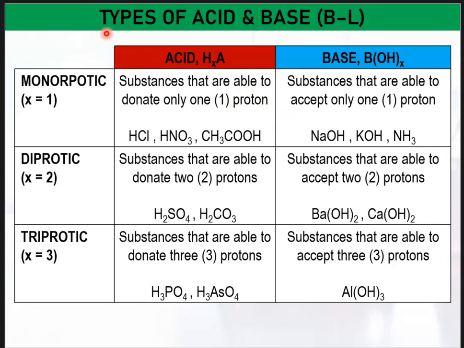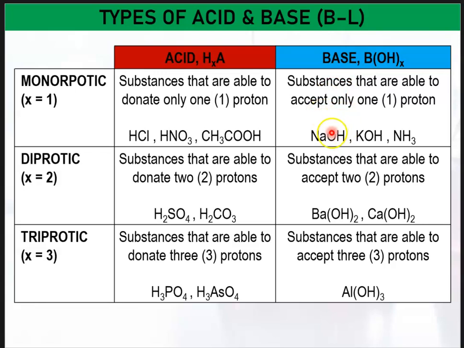This is another type of acid based on how many hydrogens it donates and how many hydroxides it donates. So we have 3 types: monoprotic, diprotic, and polyprotic. But normally not so many, normally triprotic only. So a monoprotic substance is able to donate only 1 proton. It only has 1 hydrogen: hydrochloric acid, nitric acid, and acetic acid.